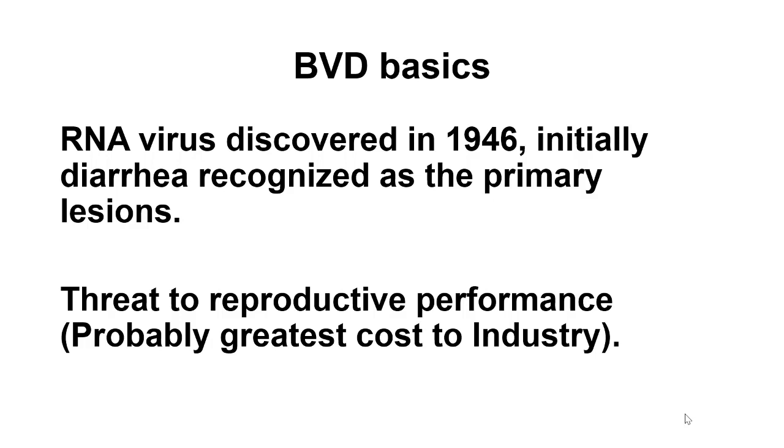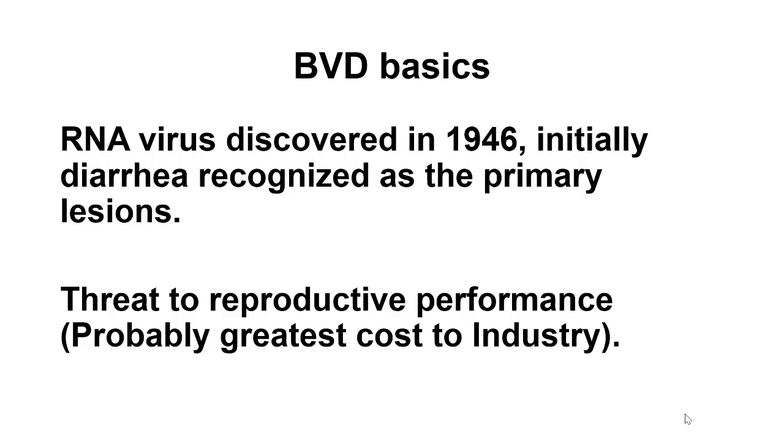Okay, so BVD basics. BVD is an RNA virus. It was discovered back in the mid-40s. Initially, diarrhea was recognized as a primary lesion, and hence the name BVD. Unfortunately, it causes a lot of other problems: a lot of reproductive loss, a lot of abortions, and it has the distinct ability to produce a persistently infected, or PI, calf that we're going to talk about a little bit later in this presentation.